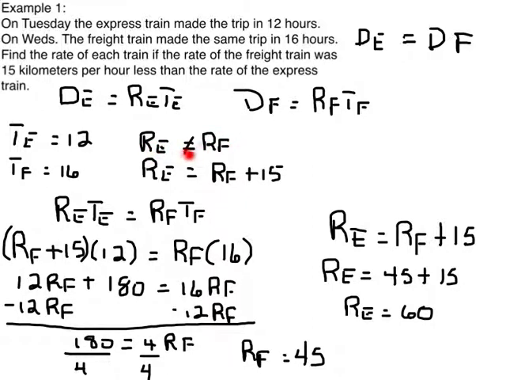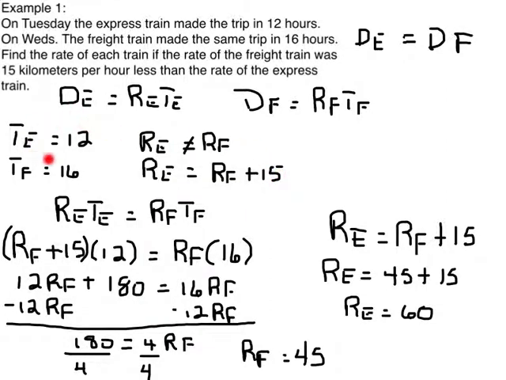We know they did not have the same rate, obviously, or they would have made the trip in the same amount of time. What we do know about the rate is that the rate of the freight train was 15 kilometers per hour less than the rate of the express train. That makes sense, right? Express trains are faster than freights. So, what can we do to make this an equal statement? Well, we can say that the rate of the express would be equal to the rate of the freight train if we added 15 to the slower one. Then we would have equal rates.